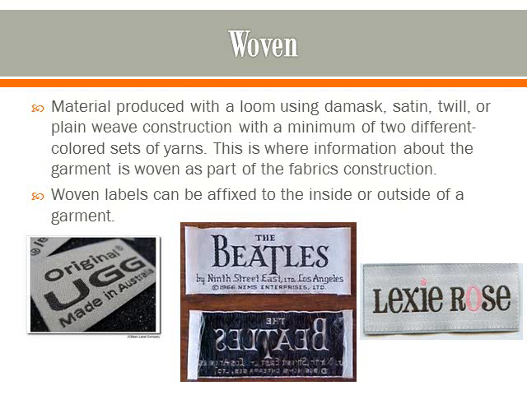Woven garment labels are produced with a loom using either a damask, satin, twill, or plain weave construction. And you have to have a minimum of 2 different colored sets of yarns. This is where the information about the garment is woven as part of the fabric's construction. And woven labels can be sewn on the inside or the outside of a garment.